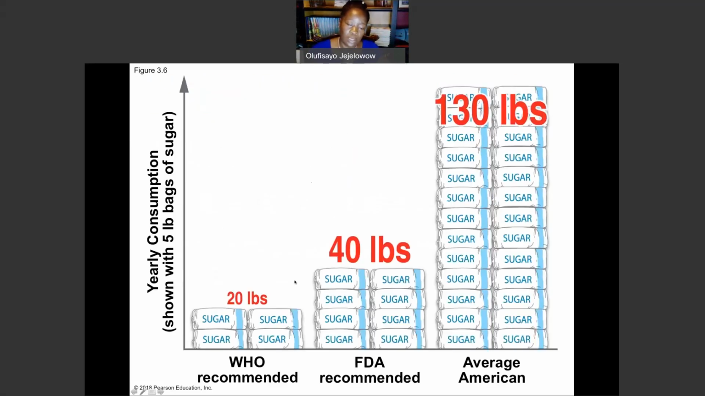So this is our description of sugar consumption. This is the World Health Organization's recommendation that annually we consume 20 pounds of sugar. This is the US FDA recommendation, doubling that to 40 pounds. But this is what the average American eats in sugar, 130 pounds. And it's all over the world. People are consuming and gobbling sugar up, and it's doing a lot of damage in our bodies.